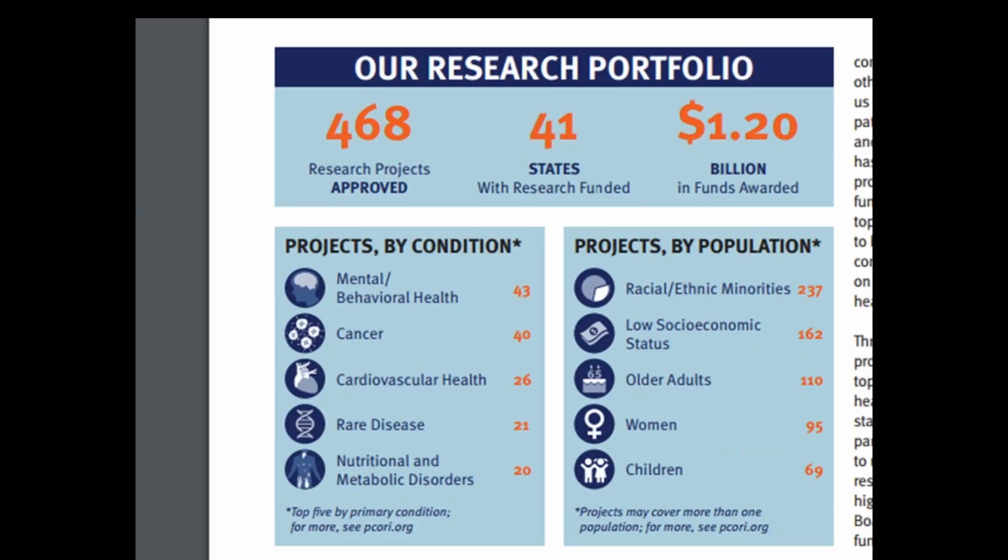So we see that we have 43 mental and behavioral health studies, 40 cancer studies, 26 cardiovascular health, 21 rare disease studies, and then finally 20 nutritional and metabolic disorders. Breaking it down further, what we see PCORI doing is studying projects by population as well. So we see 237 different studies really aiming towards racial and ethnic minorities, low socioeconomic status, older adults, women, and children.